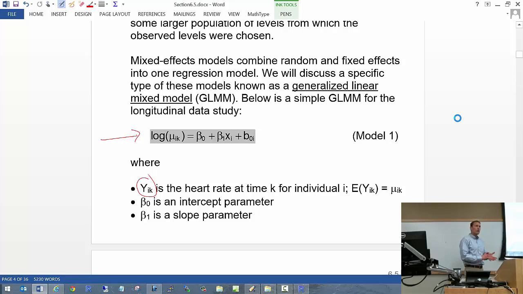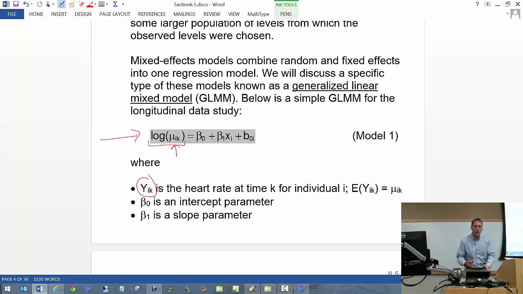Similar to what we saw in chapter 4, we're going to be interested in modeling the mean response. So the expected value of Y sub ik is mu sub ik, the mean response for individual i at time k. And since this is a heart rate, let's say number of beats per minute, it's a count. So I'm going to use what looks like a Poisson regression model.